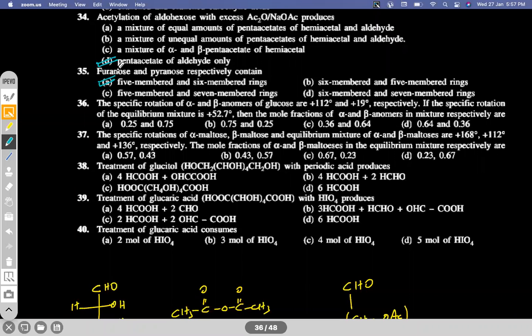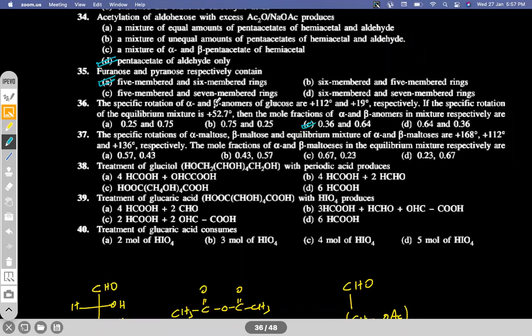The specific rotation of alpha and beta anomers of glucose is this. If the specific rotation of the equilibrium mixture is this, then the mole fraction of alpha and beta anomers. How do we do it? If one is X, the other one would be 1 minus X. So X into 112 plus 1 minus X into 19 equals this. Have you done this? Yes. What is the answer you are getting? So C. C, that's right.